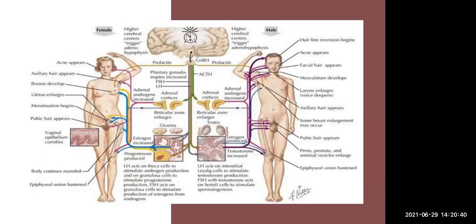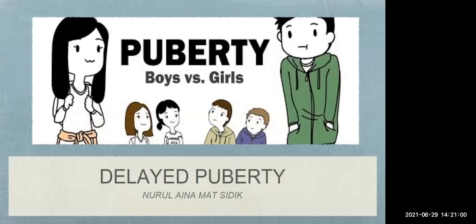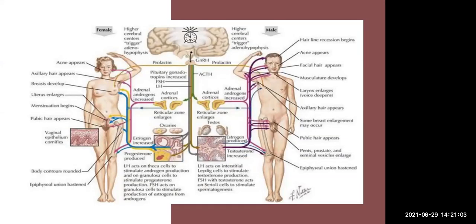In summary, this is the summary of what happens during puberty. You can take a look one by one after this, from estrogen, what happens, what ACTH does, LH and FSH. This is for my part. So far, are there any questions on puberty? Any questions? If not, we can just continue.